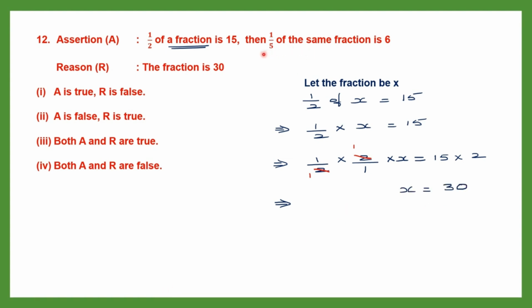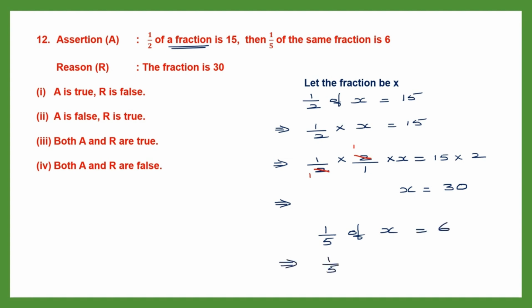Let's see whether this is correct. Here what does it say? 1/5 of the same fraction is 6. So we know x. Let's find out if this statement is true. It says 1/5 of the same fraction, that is x. We said let the fraction be x. 1/5 of x, it says, is equal to 6. So let's see whether this is true or not.